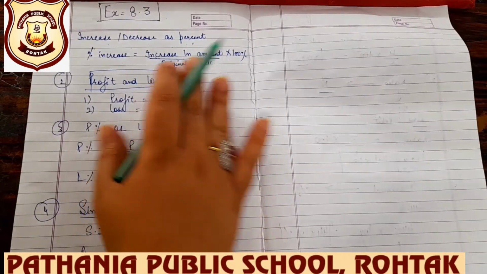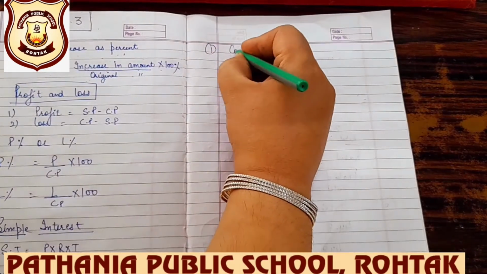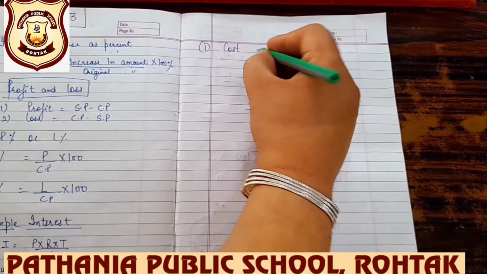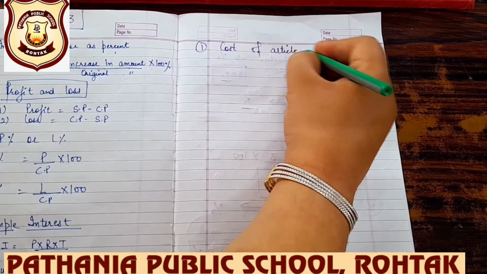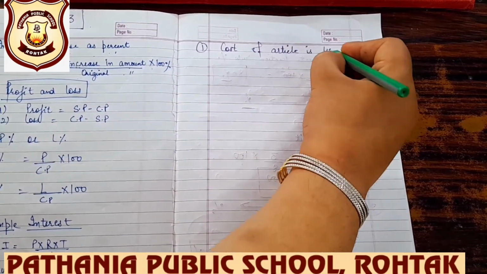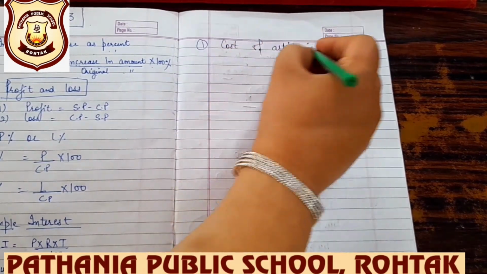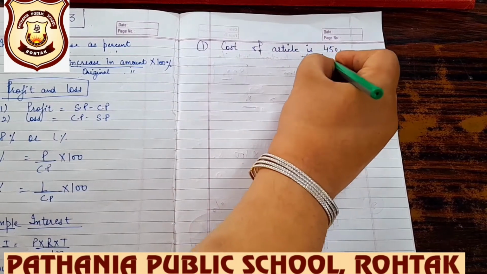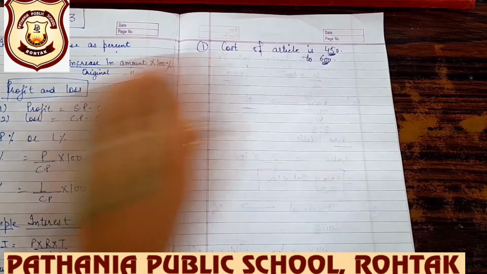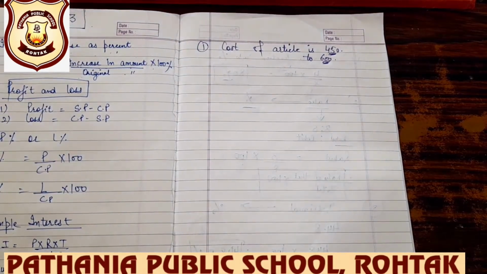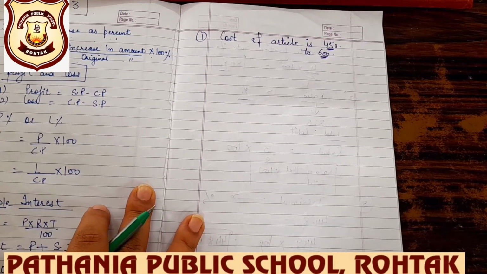One example I am giving you of this. Suppose the cost of an article is 450. Now the cost is increased to 600. So earlier it was 450, now it is 600. You have to find the percentage increase in the amount.